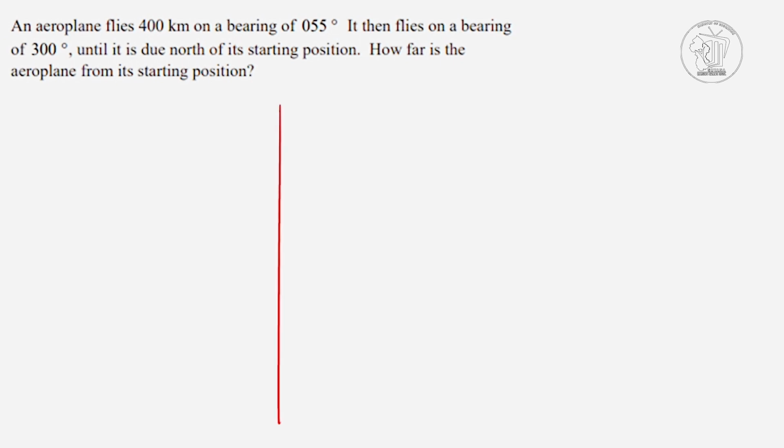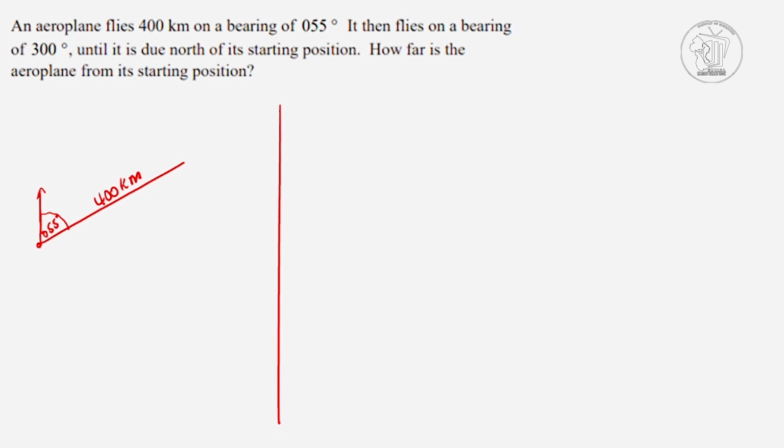First of all, let's draw the diagram. An aeroplane flies 400 km on a bearing of 055, well, 55 degrees. So we can get a starting point here. In reference to the starting point, we must draw the north line. You draw up the north line and then it flies 55 degrees. So 55 degrees from the starting point would be about here. Then you draw the line. It flies 400 km from here, so we can put in 400 km and the 055 degrees.